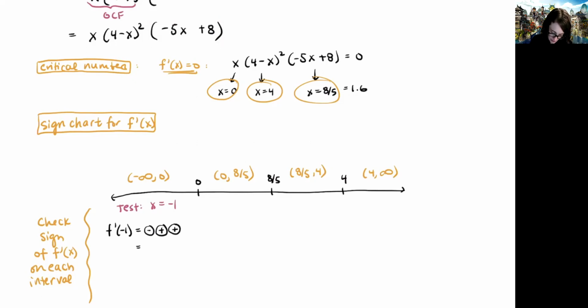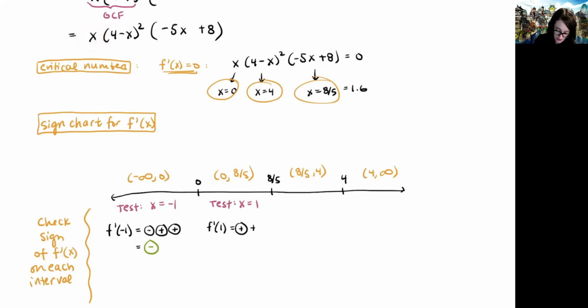Maybe I'll just stick with my colors here. So negative, I think, was green. Okay, so the derivative for -1 will be a negative value. So you can try this for the other intervals too. So we could test something here like, how about 1? Because I know 8/5 was 1.6. So when we plug a 1 into the derivative, the first factor here, the x, that would be positive.